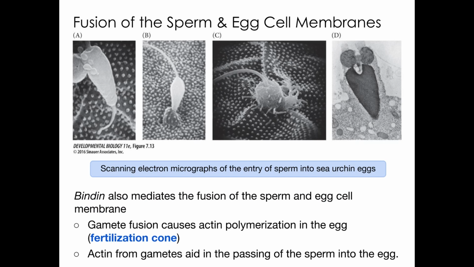The protein bindin not only helps the sperm to bind to the egg, it also helps to promote the fusion of the sperm and the egg cell membranes. So it's a fusogenic protein. As the sperm begins to fuse with the egg, actin polymerization in the egg leads to the formation of a fertilization cone. So we see that actin polymerization is important for fertilization. We see it in the formation of the fertilization cone, the microvilli in the egg, and also the acrosomal process in the sperm.